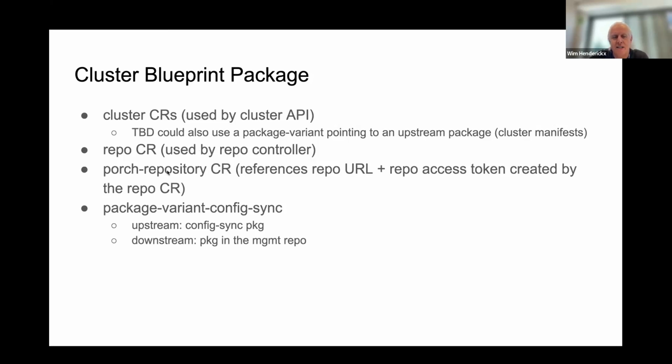So that is the CR to create the URL for ports to link it to this repo that will be created. And then we have a package variant config sync. This is a package variant that upstream ties to the config sync package, and downstream is referencing the management repo package, and it needs to basically resolve the root sync to be specific for that cluster. So that's what this package variant config sync will do.